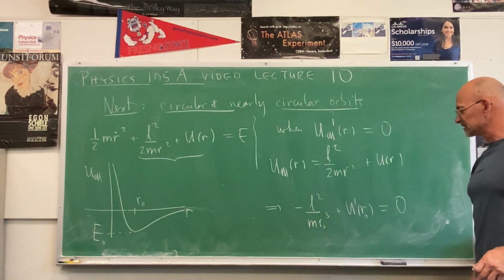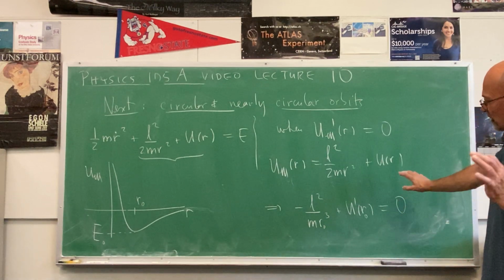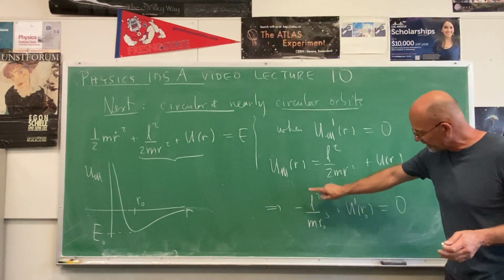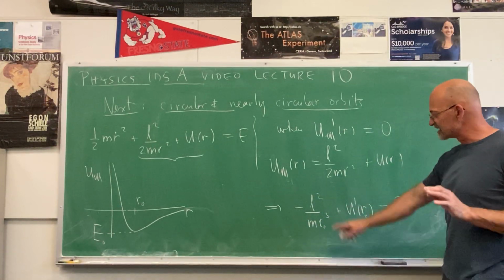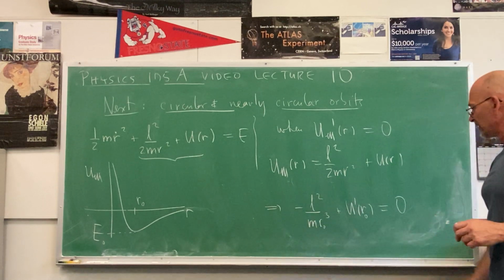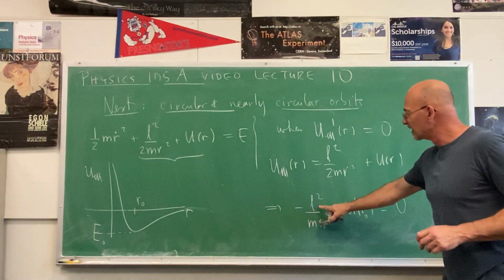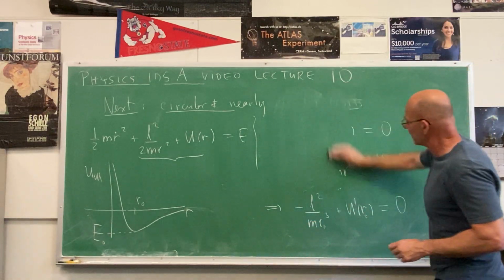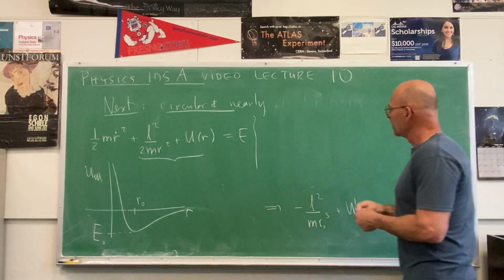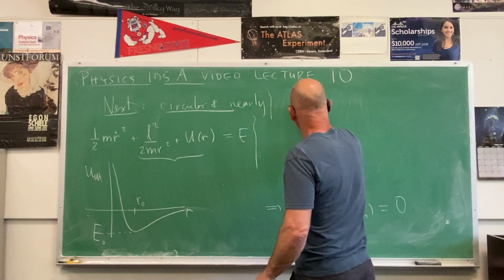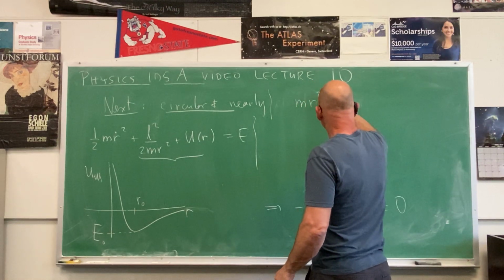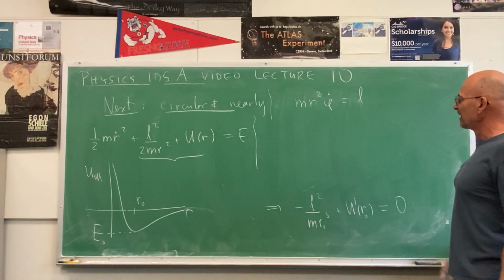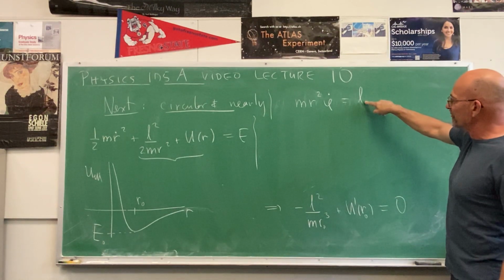And what does this mean? Well, it's good to hold on to the fact that we can always make this substitution. So if we've got a U prime of r0, we can say it's equal to L squared over m r0 cubed. That's a technique that often comes into play. Right now I'm going to remind us of what this L means. Remember we have m r squared phi dot is equal to L, and L is the conserved angular momentum.